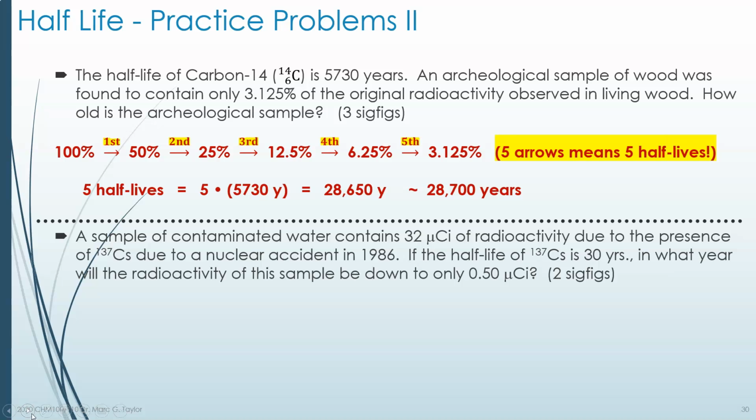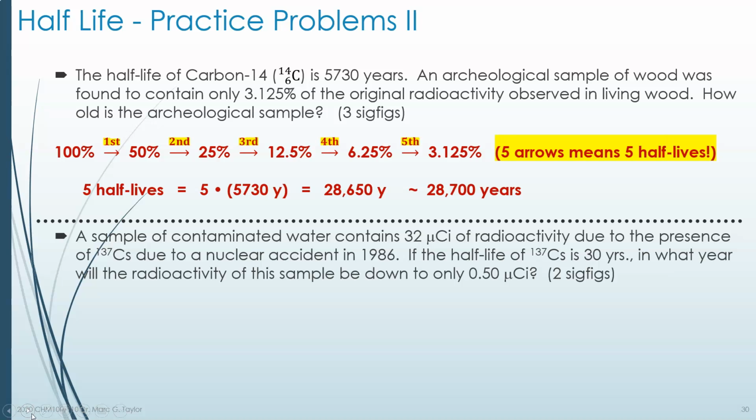And we're going to assume that you have a sample of water with 32 microcuries in it in 1986. The half-life of cesium-137 is about 30 years. So the question is, in what year will the radioactivity of the sample be down to only 0.50 microcuries? Well, you're given the starting radioactivity, the final radioactivity, and you're told what a half-life is.